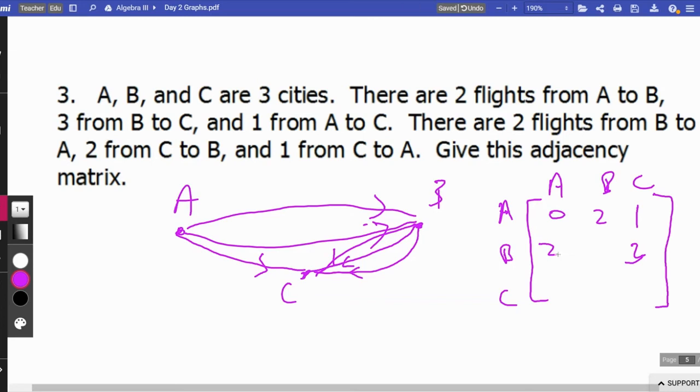2 from C to B, so C to B would be 2. And then 1 from C to A. And the only things left over are B to B, obviously 0, and C to C, 0, because the flight's not going to go straight to itself. So this would be an adjacency matrix. You just fill it out from row to column, from to.